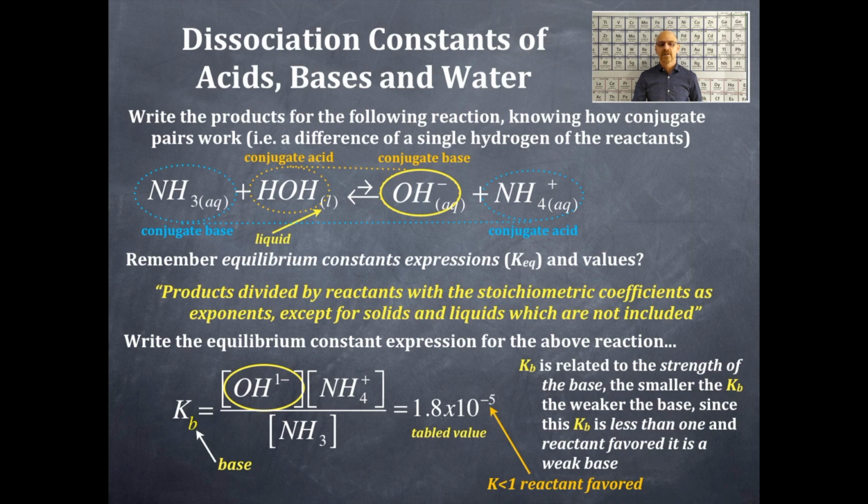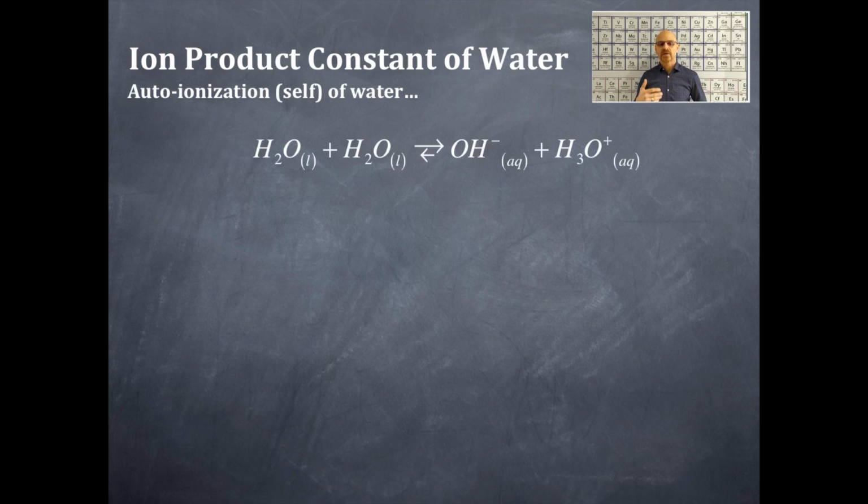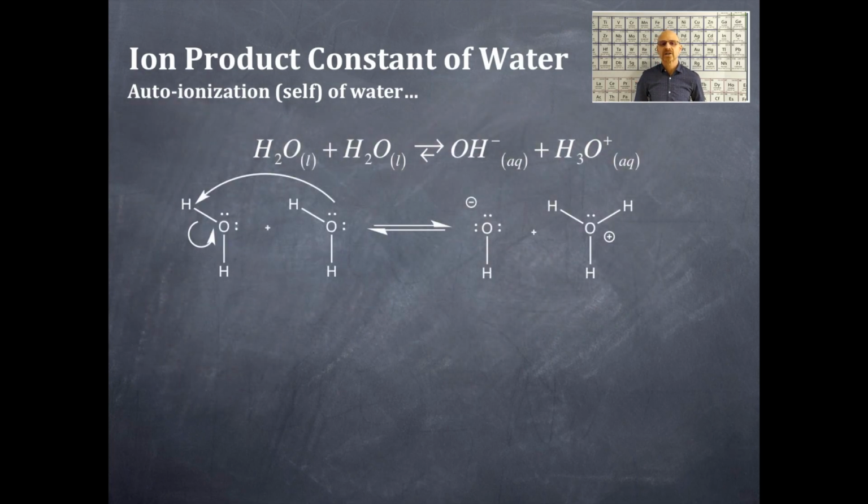Okay, so we got the Ka for acids, we got the Kb for bases, and now we're going to deal with water, the ion product constant for water. Water does something special in that it self or auto-ionizes. So here's a water molecule and another water molecule. Notice they're both liquids. Produces hydroxide ions and hydronium ions. And this is the reaction here.